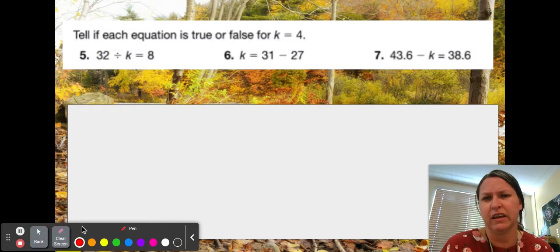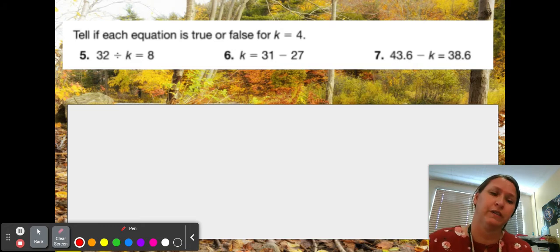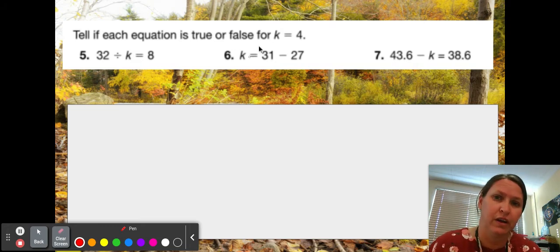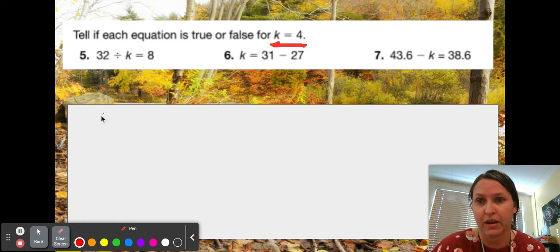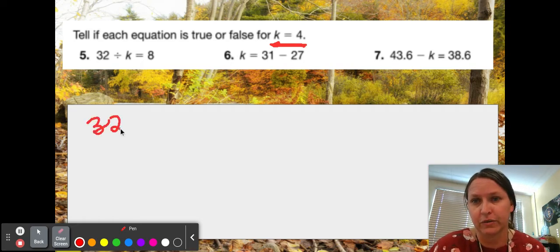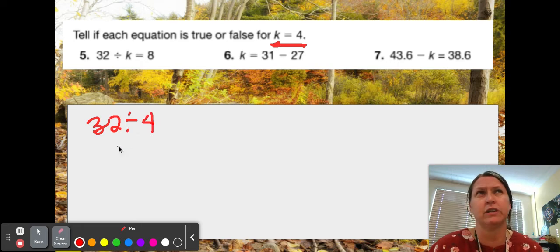Now we need to tell if it is true or false for k equals 4. So I have to use that substitute word and substitute 4 for each k and solve the problem. So I'm going to do 32 divided by 4. Well, 32 divided by 4 is 8.